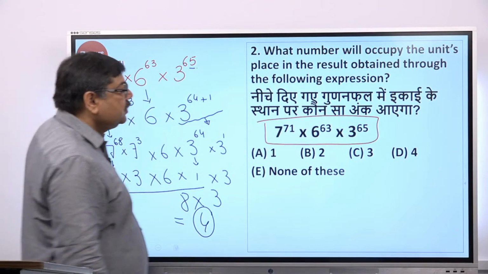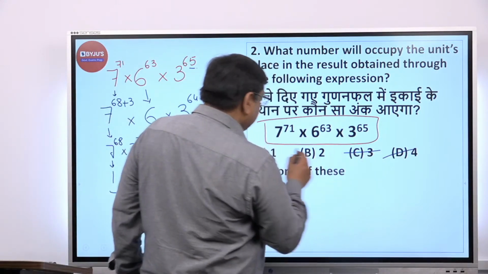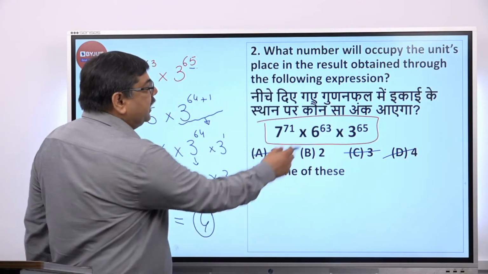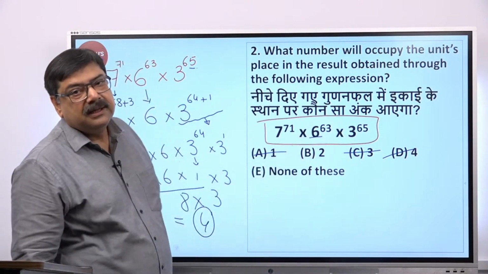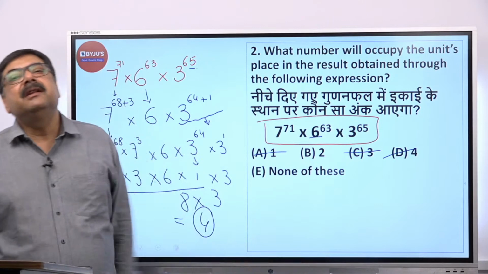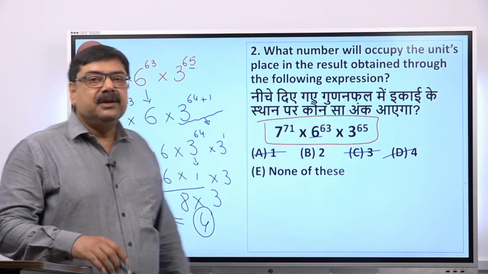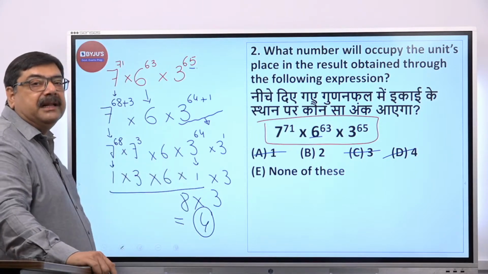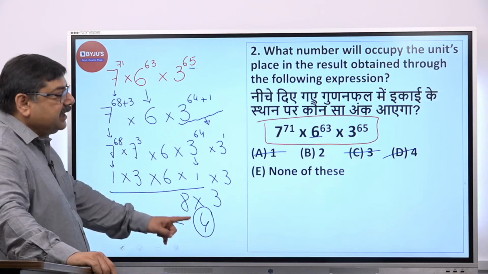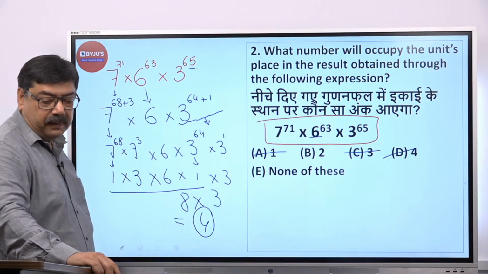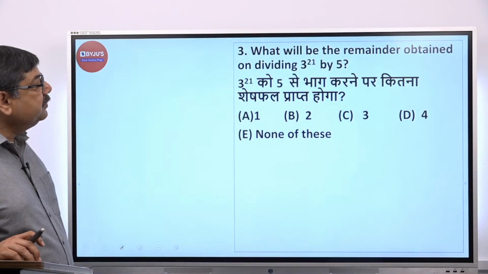First of all, you know that 3 and 1 cannot be the answer. Why? Because we already have an even number now. Even into odd is even, so you would definitely get an even number in the units place. So the answer here becomes 4. This should not be a problem for you.